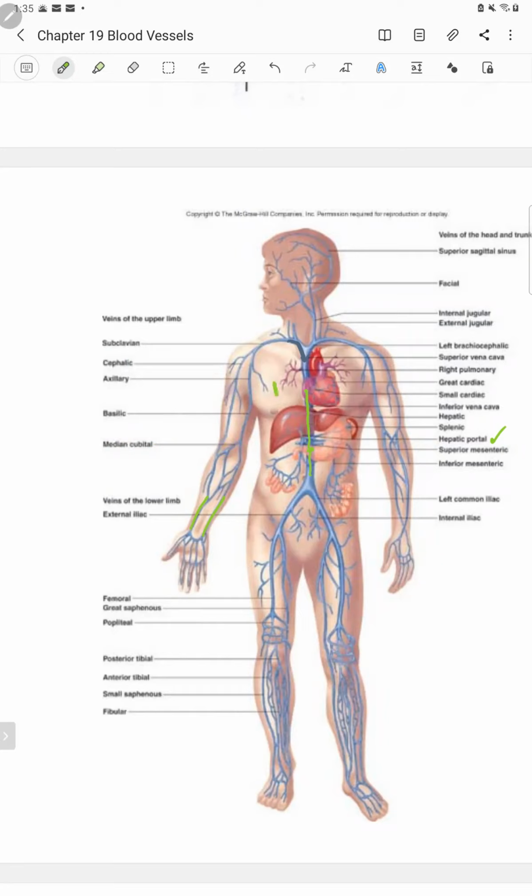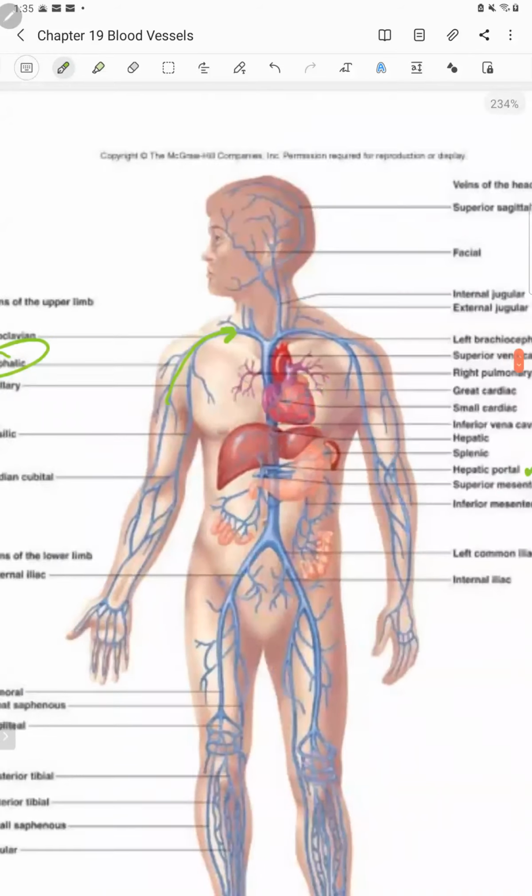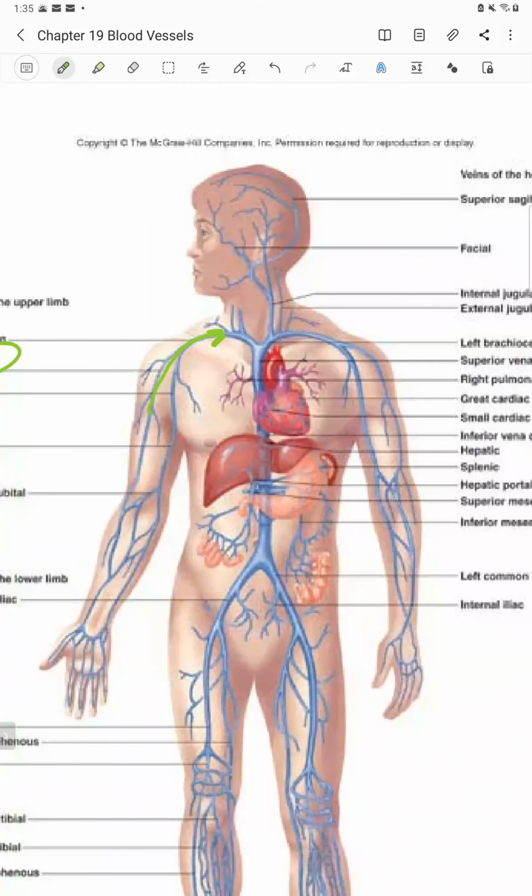So just think body, or the B, and then basilic. B for body. So the basilic vein in anatomical position is going to be closer to the body, and the cephalic vein is going to be farther away from the body. Then those will drain into the subclavian, then eventually the right brachiocephalic, and then the superior vena cava, and then into the right atrium.